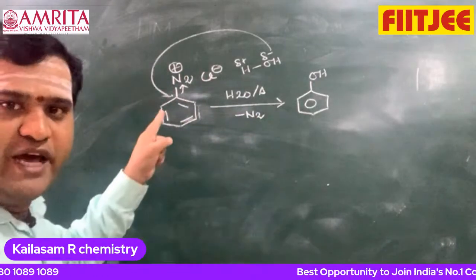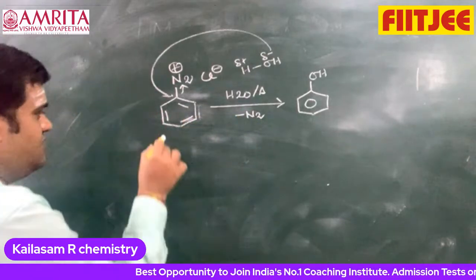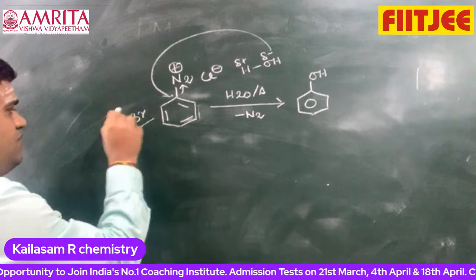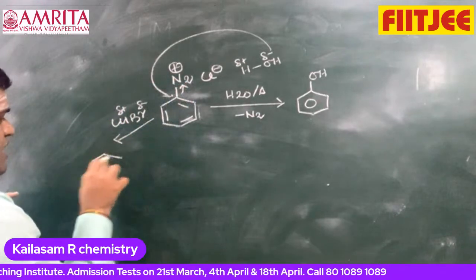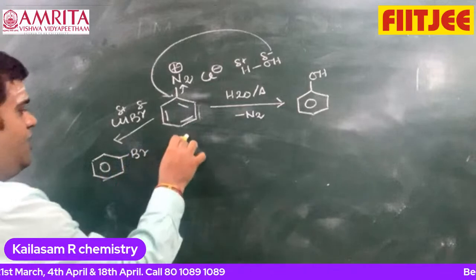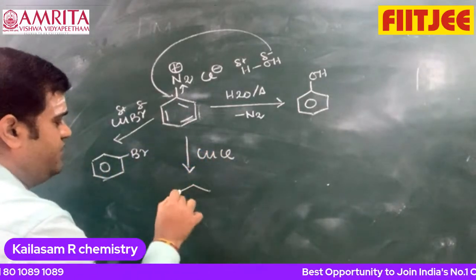Now, from diazonium salts, we can prepare halobenzene. How? Look at this. I'm taking CuBr, because this has delta plus and delta minus. Add, and I'm going to get bromobenzene. Now, in this, if I add CuCl, what I'm going to get is chlorobenzene.